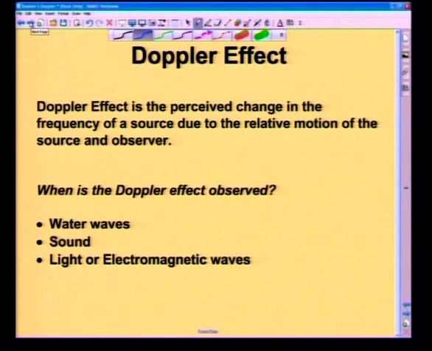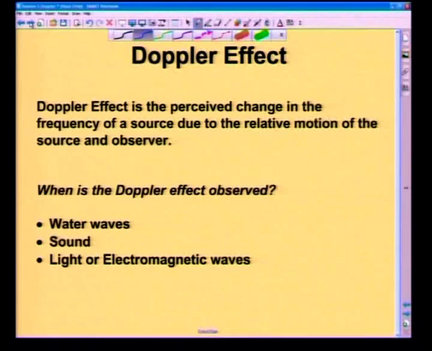What is Doppler effect? We are going to define Doppler effect generally now, not restricting it to sound, which is mainly what happens. We'll say that Doppler effect is the perceived change in the frequency of a wave emitted by a source due to the relative motion of the source and the observer.